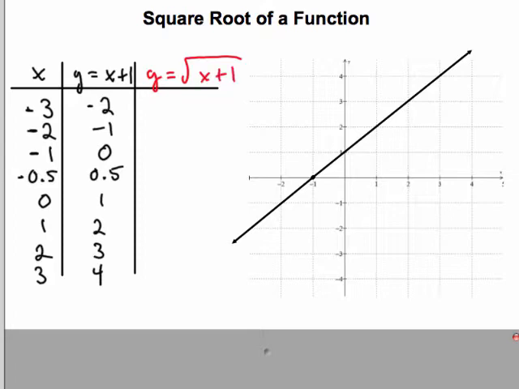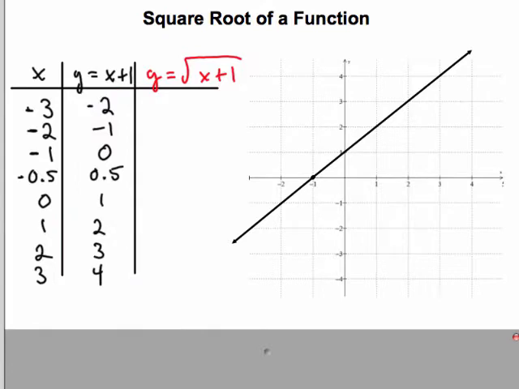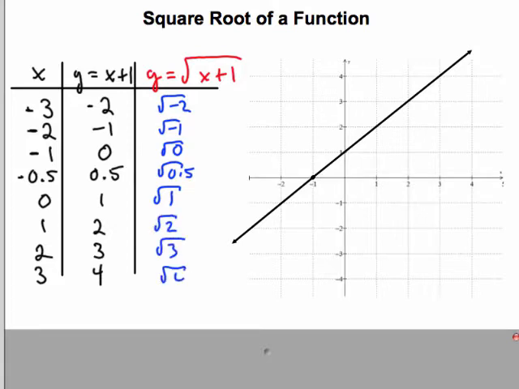And what I want to look at is how do the y values of the original function change to become the y values of the new function. Because to get the y values of the new function, we're going to take x plus 1, which are all of these y values, and square root them. In other words, the y values of the new function, given the values I have set up here, would be this. For the given x values, these will be the new y values on my new function.